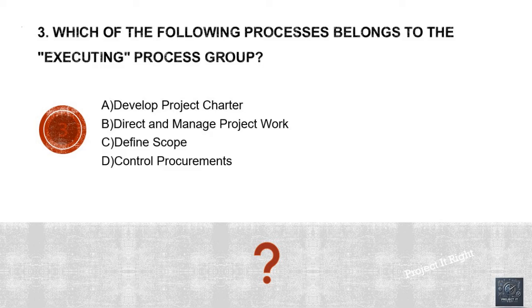3. Which of the following processes belongs to the executing process group? A. Develop project charter. B. Direct and manage project work. C. Define scope. D. Control procurements.